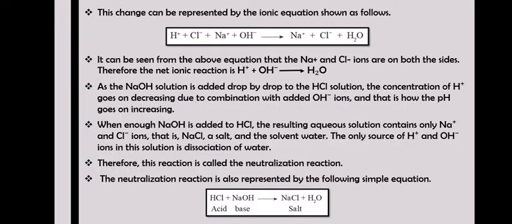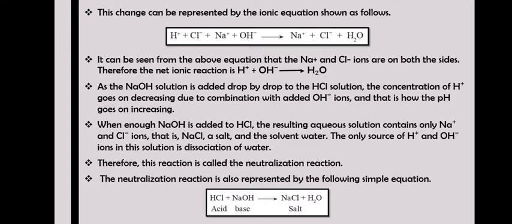This reaction will take place: H+ Cl- plus Na+ OH-. So it will lead to the formation of Na+ Cl- ions along with H2O, right? It can be seen from the above reaction that Na+ and Cl- ions are on both the sides. Therefore, the net reaction will be H+ plus OH- will give you H2O, that is water.